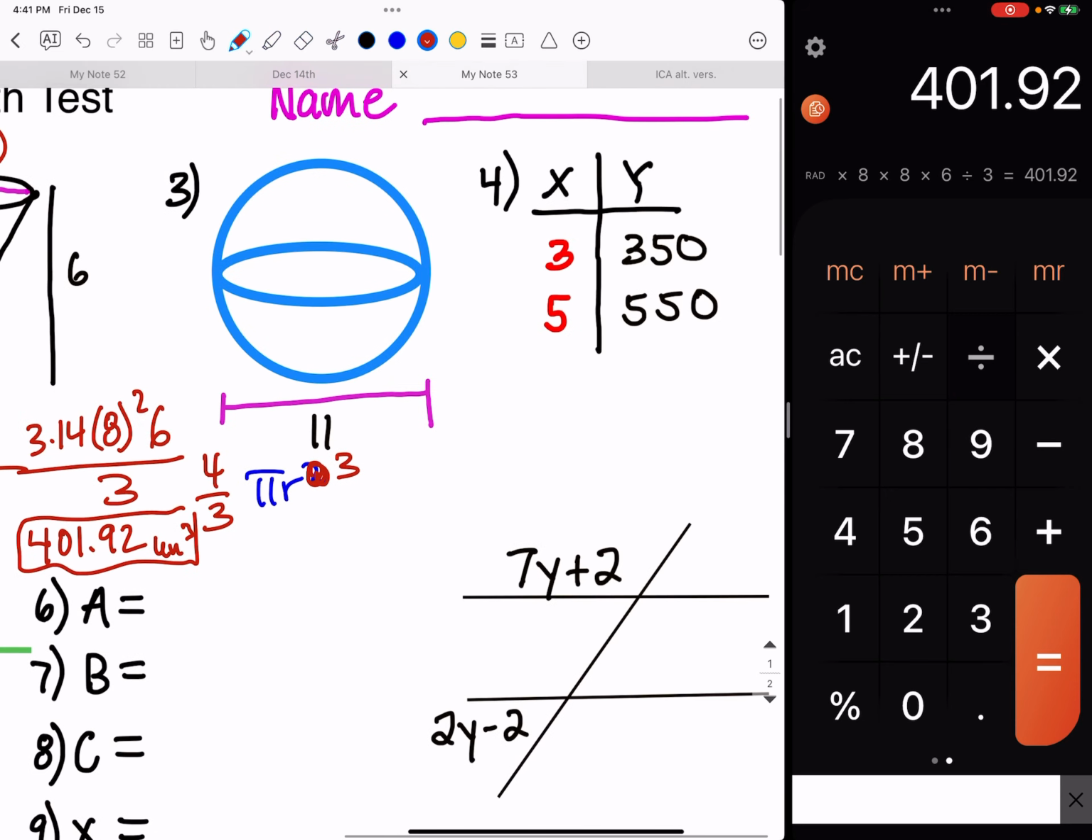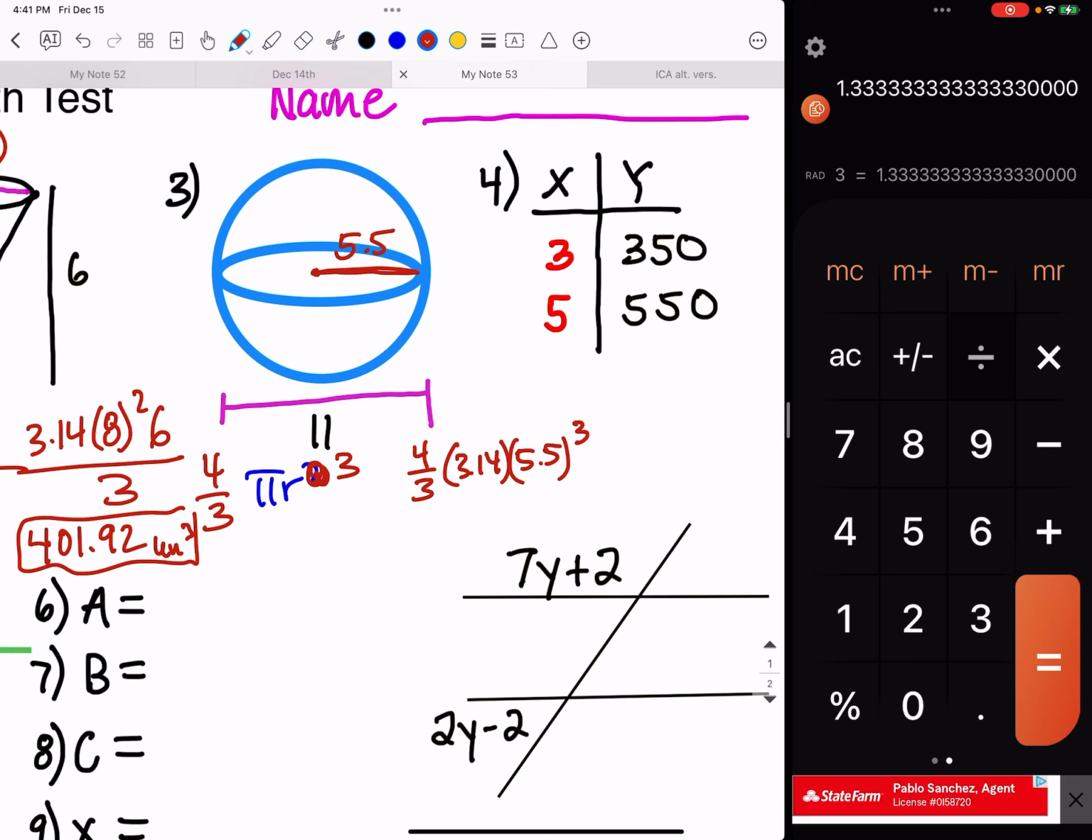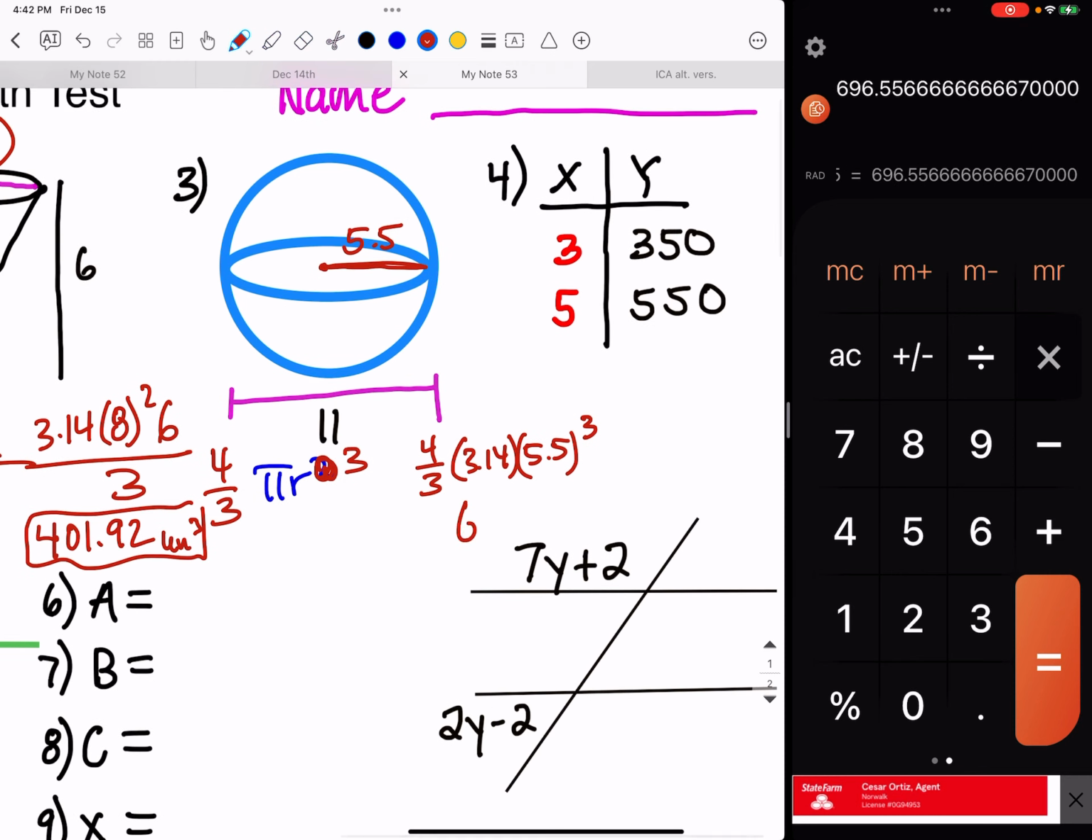Okay, this guy. Let's go 3.14 times, okay, well, let's do this first. This is not 11. This is half of 11. So 11 divided by 2 is 5.5, the radius. So let's do 4/3 times 3.14 times 5.5 three times. 4 divided by 3 equals, there's the 4/3, times 3.14 times 5.5 times 5.5 times 5.5. 696.56 units cubed.